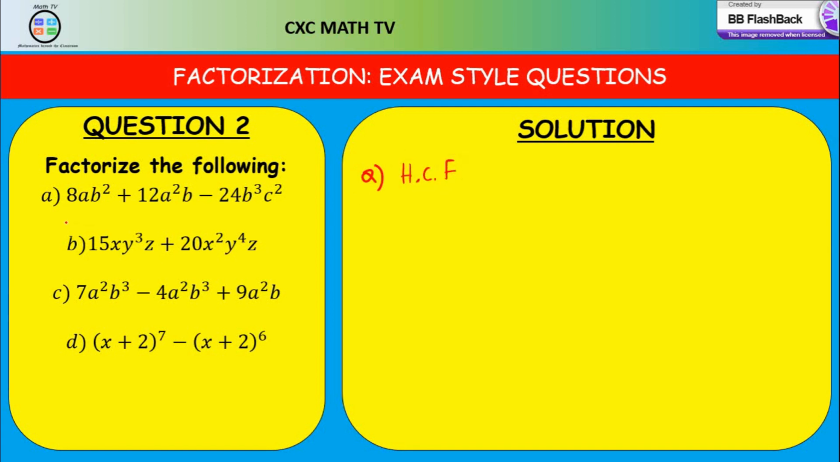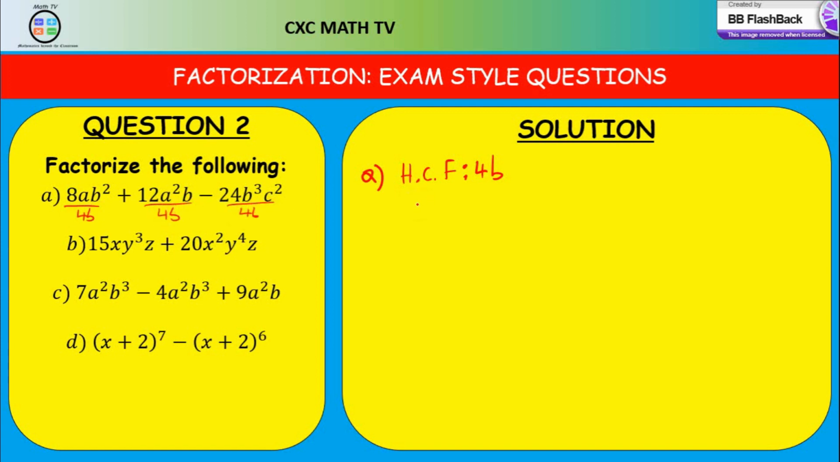I see an 8, a 12, and a 24, so I am thinking 4. Highest common factor 4 between 8, 12, and 24. Then I look at the b terms, and they have a b in common. So the highest common factor is 4b. So now divide everything by 4b.